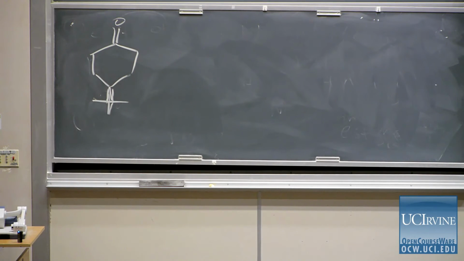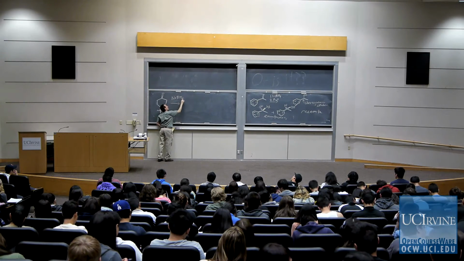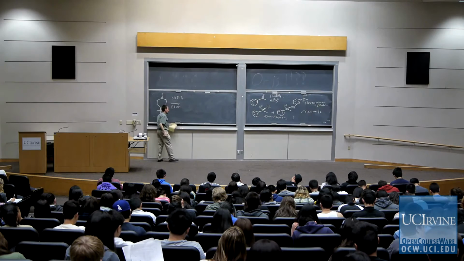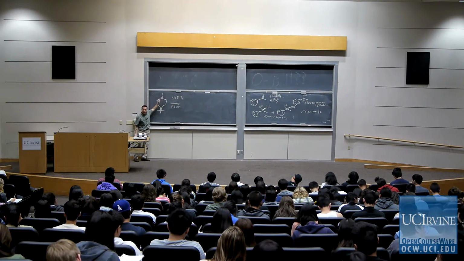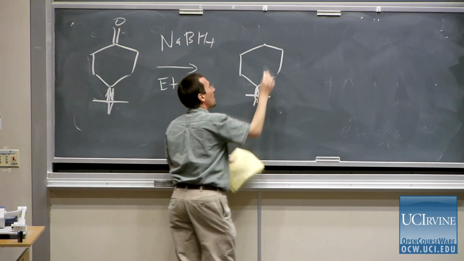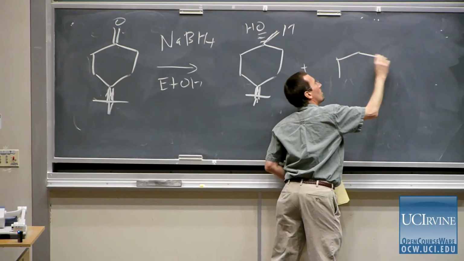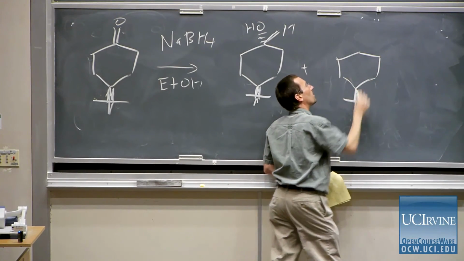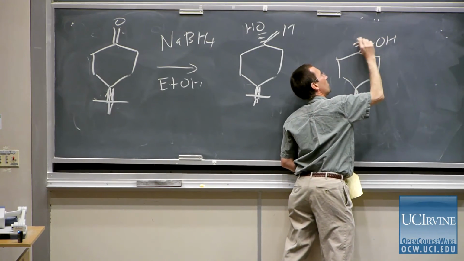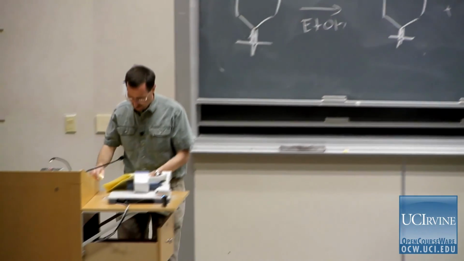Imagine for a moment that we have tert-butyl cyclohexanone, and the tert-butyl group is on one side. I've drawn it as a wedge. I've drawn it coming out. And we treat this with sodium borohydride in ethanol. Now, the hydride can add either from the front face or from the back face. If I add from the front face, I get the OH pointing down and the hydrogen pointing up. If I add from the back face, I end up with the OH pointing up and the hydrogen pointing down. What do we call the stereochemical relationship between those two molecules? Diastereomers.